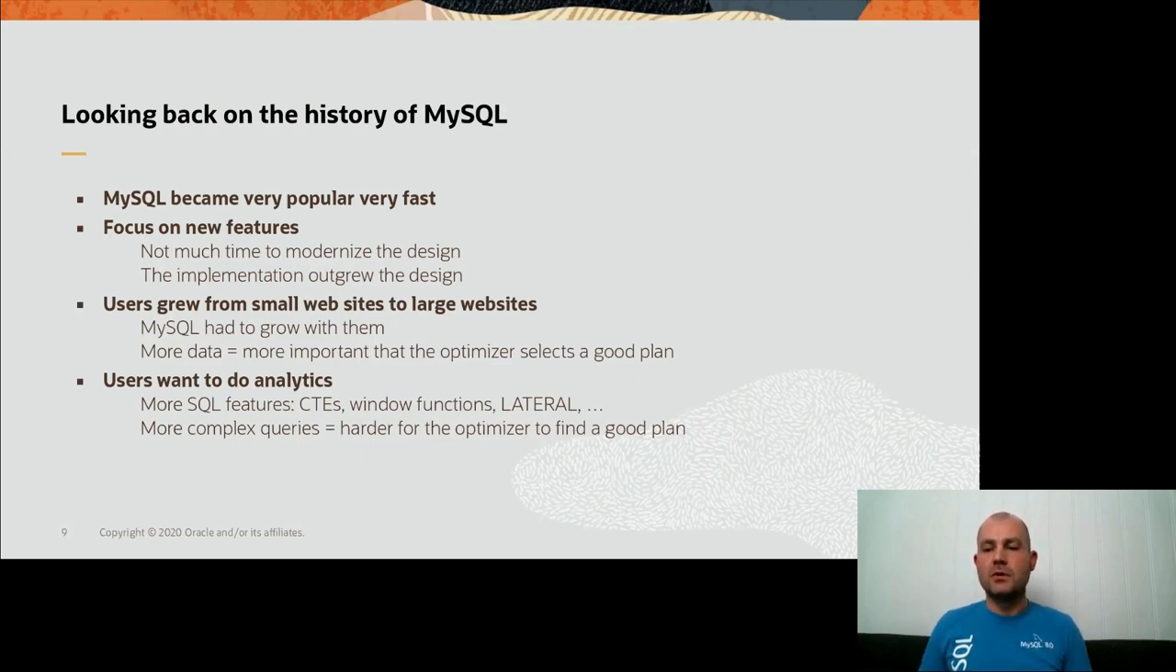While the usage grew from small websites to large websites, they had more data. So it's more important that the optimizer picks a good plan. And lately, they've also wanted to do analytics, more complex queries, more joins, many more tables, window functions, that kind of thing, making the job harder for the optimizer. There's more optimization to do. It's hard to find a good plan. And at the same time, it's more important, right? So there's a growth in complexity here, and it's more important that the optimizer does a good job.